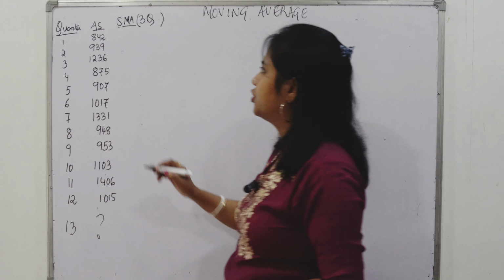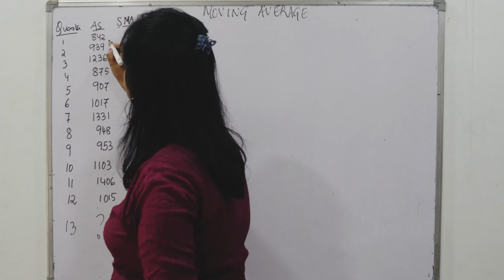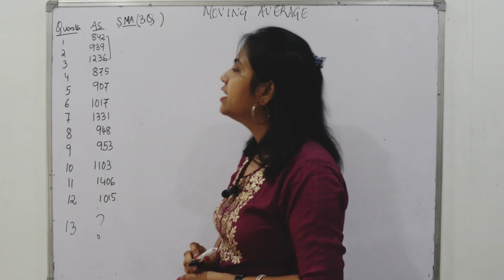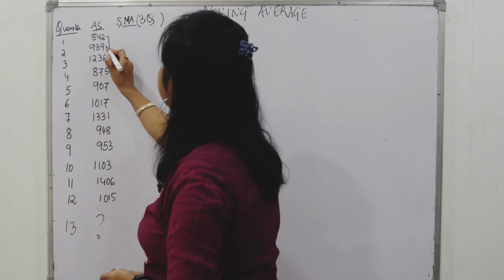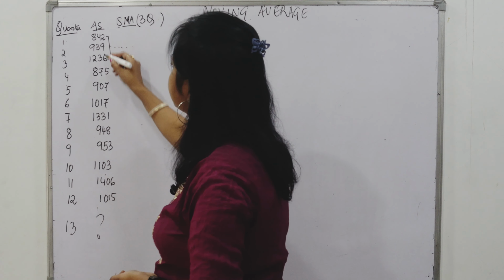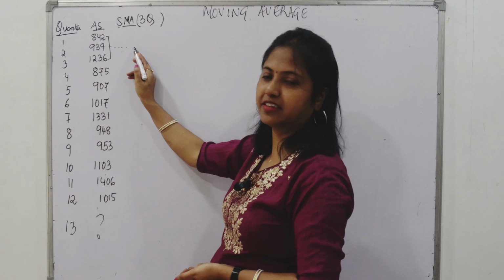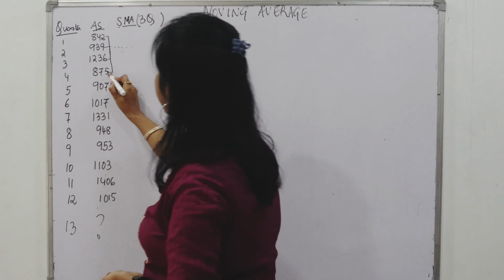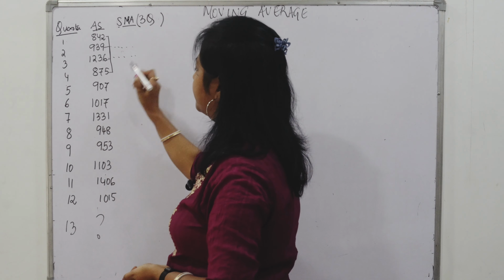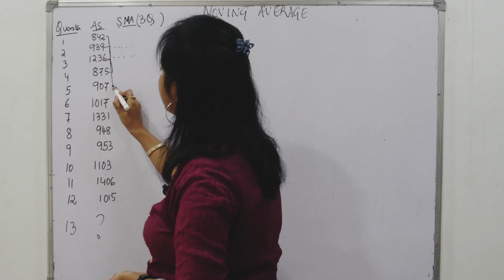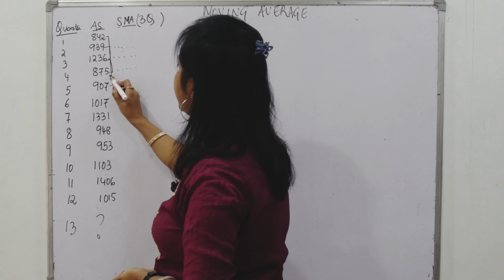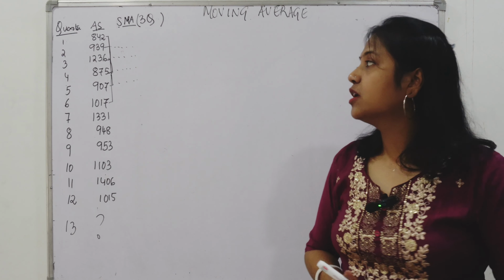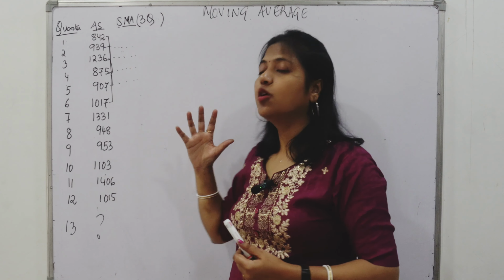Let's understand how we will do it. We will first find out the average of these 3 quarters, and we will write the value in the center. What is the center here? The second one is the center here. Then we will take the next 3 quarters, and we will write the value in the center. Then we will take the next 3 quarters, write it in the center, and go on this way, and that will be your 3 quarterly moving average.